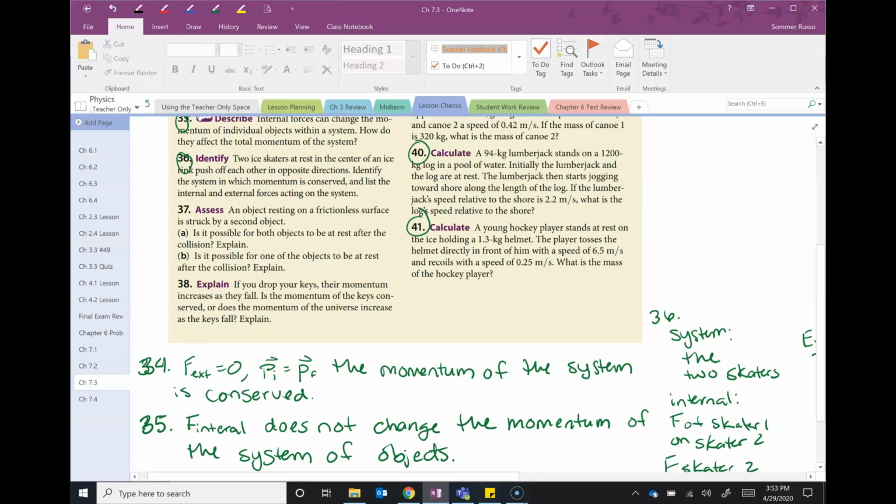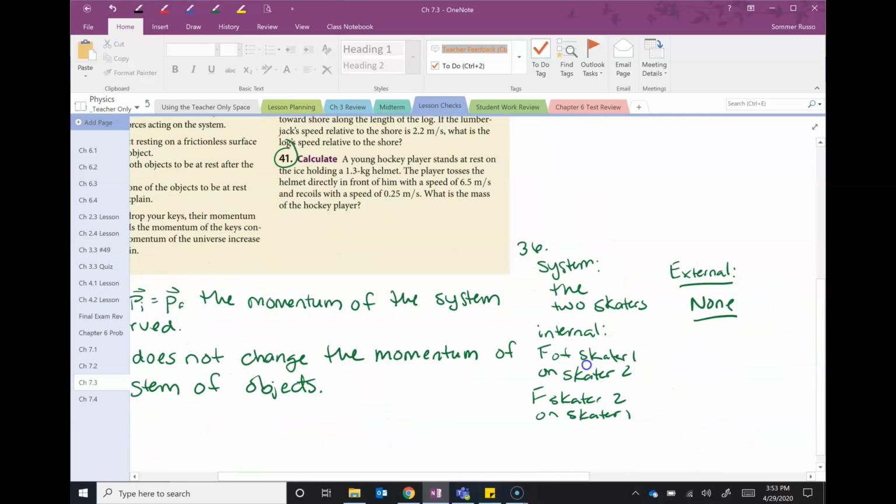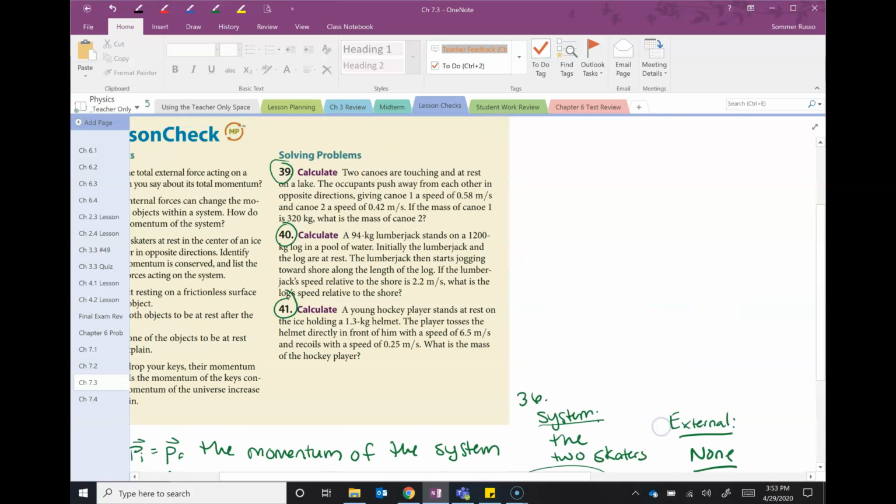Technically speaking, gravity is external to the system, but we've already looked at the fact that forces perpendicular to the direction of motion don't do work. So in this case, gravity is not going to do anything because it is perpendicular to that motion. It doesn't matter that it's external. So for the internal forces, there are no external forces, and the system is our two skaters. Now we're ready for some problem solving.